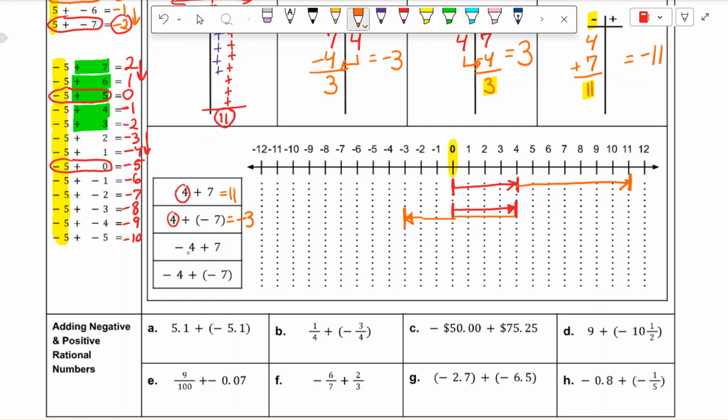Okay, let's do the next one. We're going out to -4. So we always start at 0. I'm going to go this way to -4. Put your arrow, your stop line. Then we're going to add 7 positives. To add positives, we got to go back to the right. So here we go from this line. 1, 2, 3, 4, 5, 6, 7. And we arrived at 3.